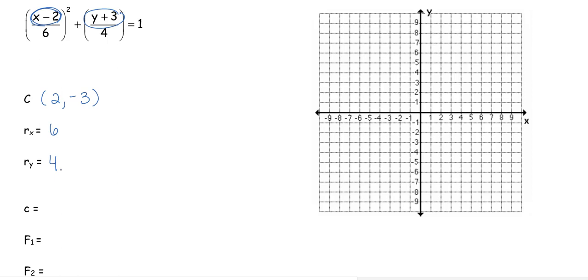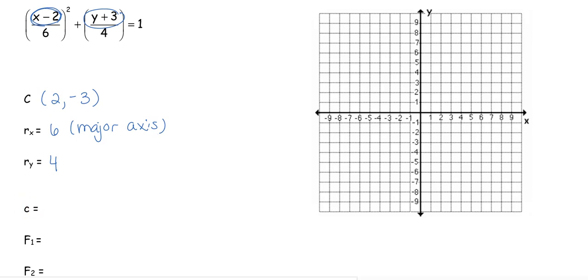So we have a major and we have a minor axis. The major axis is whichever radius is larger. When we look here, we have r of x. This is larger, so this is going to be our major axis. Why that matters is because our foci, which we haven't talked about yet, will go on that major axis.